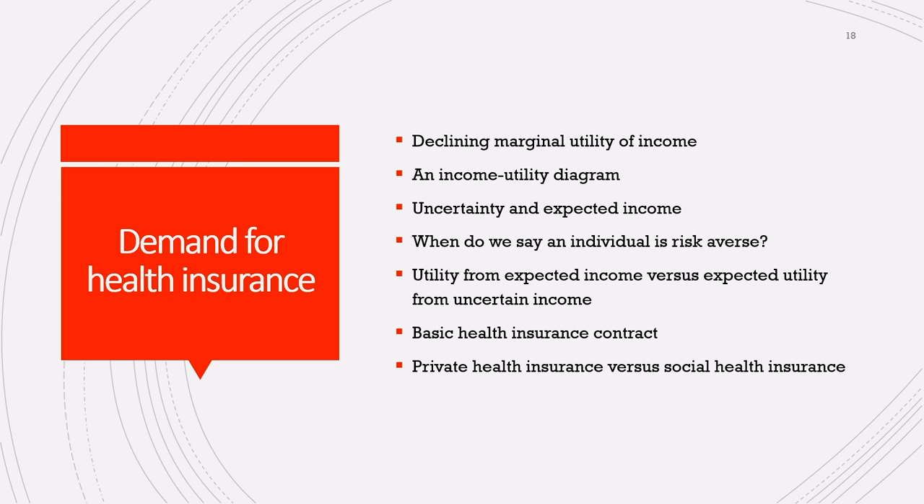We also discussed demand for health insurance in week 4. We discussed the income utility curve. Why is the income utility curve shaped as such? Because of declining marginal utility of income. We discussed the links between uncertainty and expected incomes and what we mean when we say an individual is risk averse. We also discussed the distinction between utility from expected income and expected utility from uncertain income, which actually forms the basis for individuals demanding health insurance.